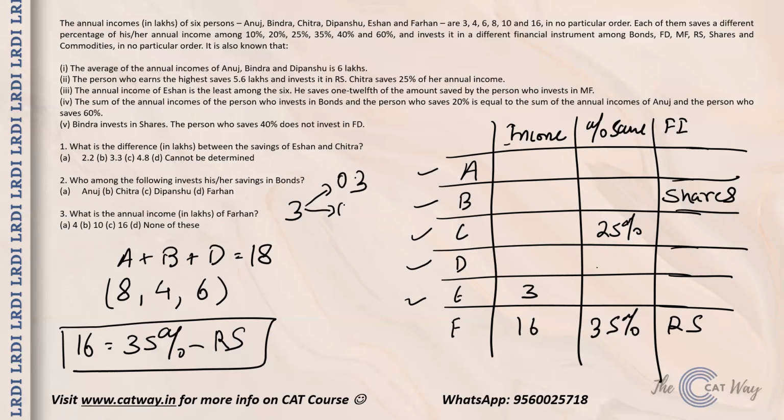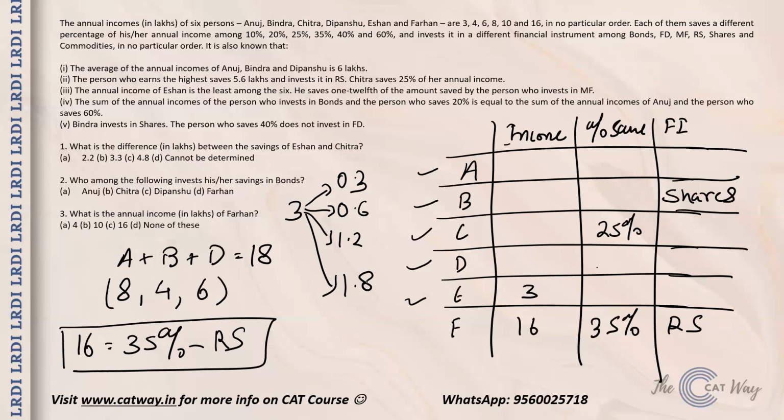He can save 20%, that is 0.6. He cannot save 25 or 35%. He can save 40%, that is 1.2. And he can save 60%, that is 1.8. Now this is 1/12 of the person who invests in mutual fund. So if 0.3 is that value, the person investing in mutual fund is saving 3.6. That person is saving 3.6.